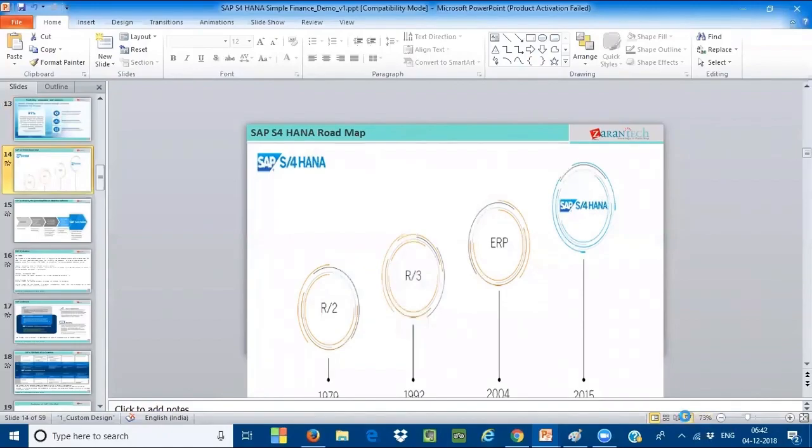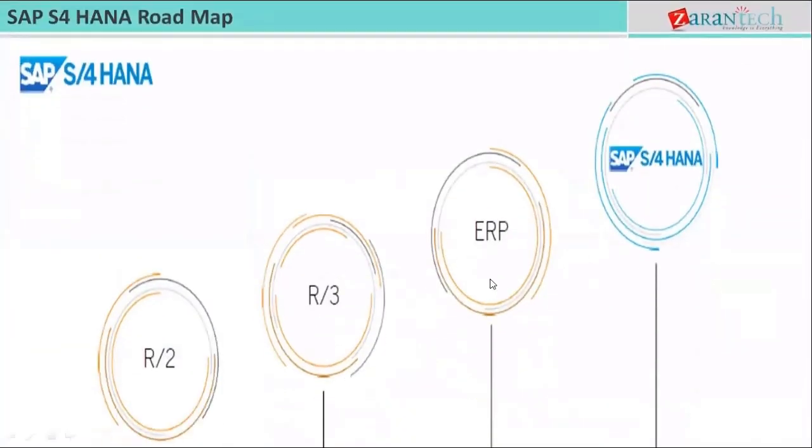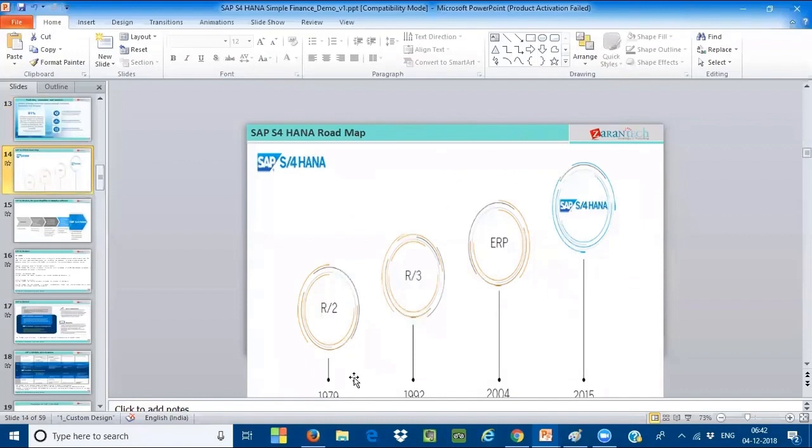Here you can see the diagram. Before I get into SAP S4 HANA, this is just a roadmap. I'm just explaining the concept of the roadmap and giving some overview. R2 architecture with 1979, R3 architecture with 1992, and ERP came out in 2004. Now we are into SAP S4 HANA.